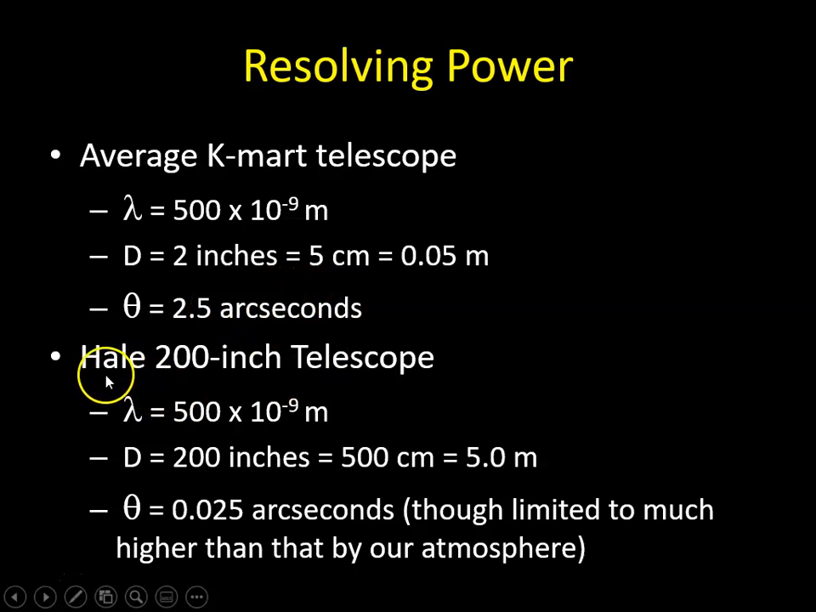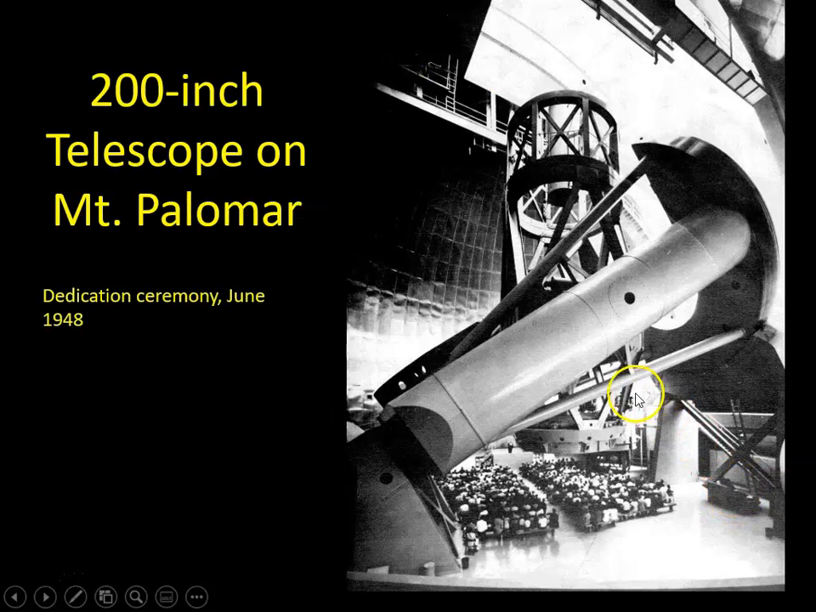But the Mount Palomar 200-inch telescope, that 5-meter Hale telescope, has a resolving power, at least according to the diffraction limit, of 0.025 arcseconds. So it can resolve objects that are much closer together. If you look at a globular cluster with your average Kmart telescope, a lot of those stars will appear blended together. But with the 5-meter Hale telescope, they're going to appear as distinct stars.